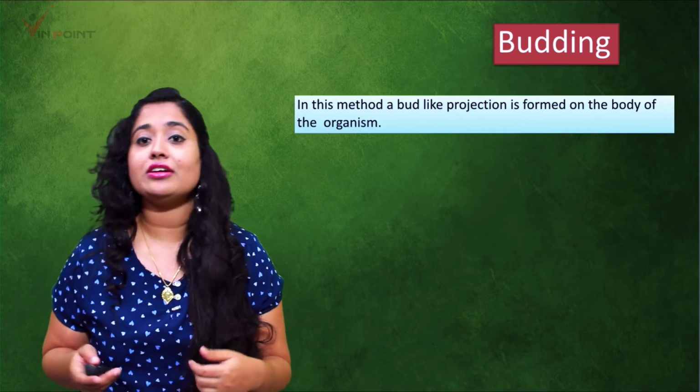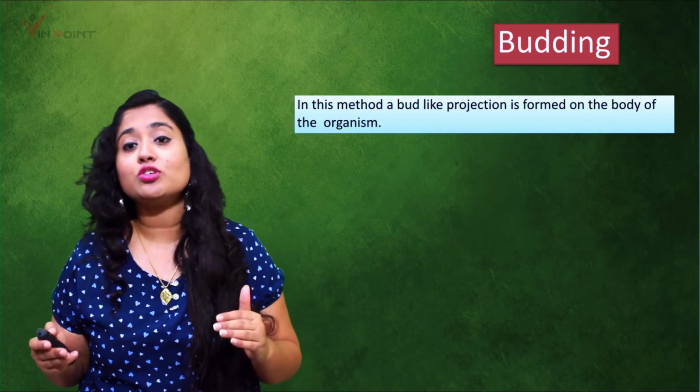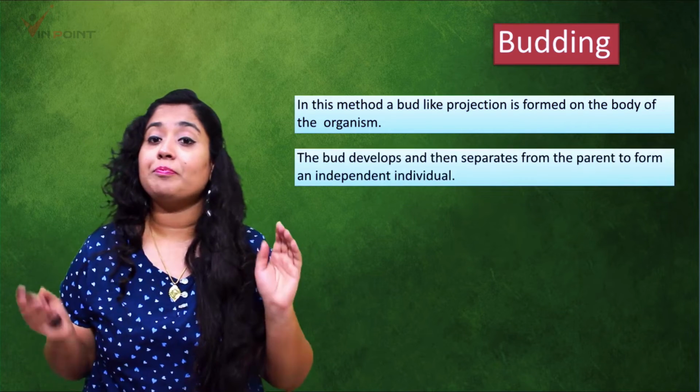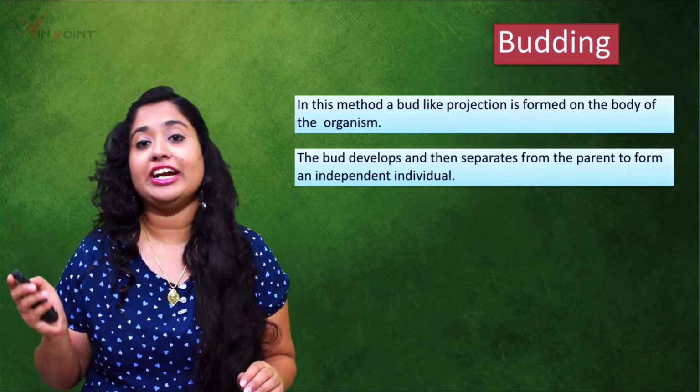Now let's discuss the second method of asexual reproduction, that is budding. A bud is generally an outgrowth or a projection which is formed on the parent body or inside the parent body. So what is the general process? A bud is formed. Later on, the bud develops and gets detached from the parent. So let's see the definition of it. In this method, a bud-like projection or an outgrowth is formed on the body of the organism. The bud develops and then separates from the parent to form an independent individual.